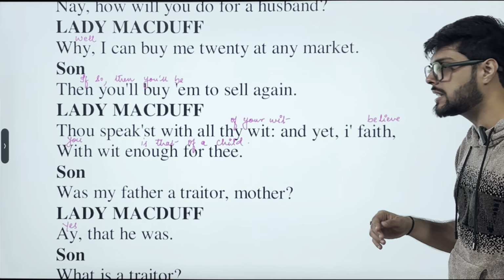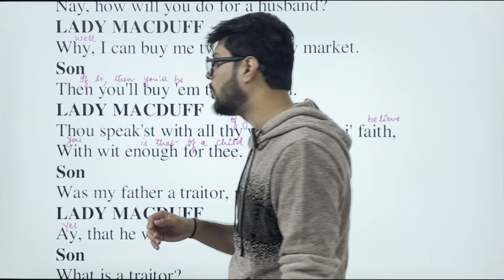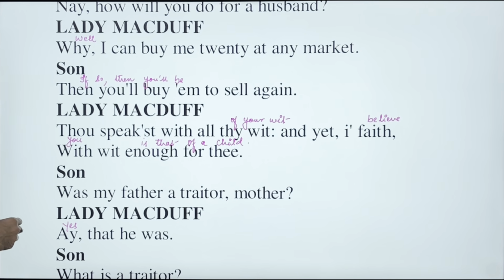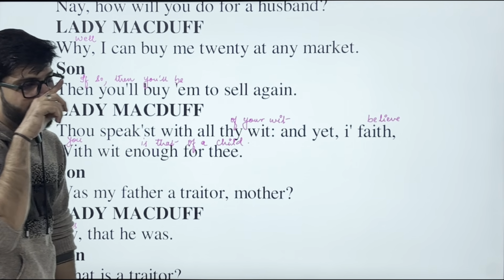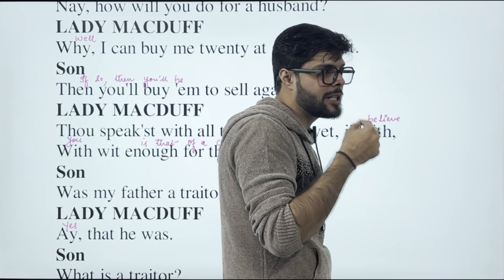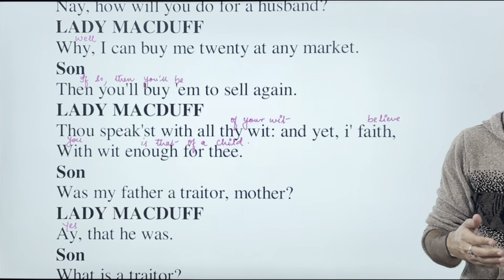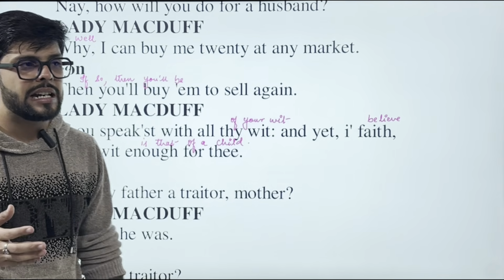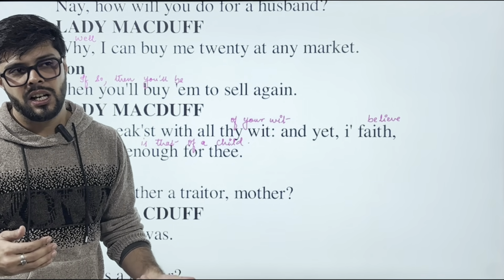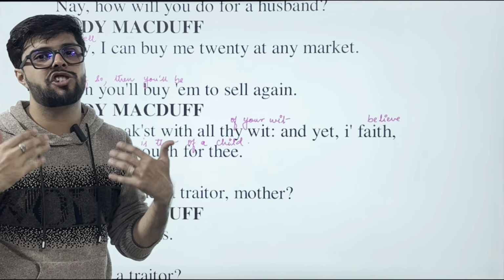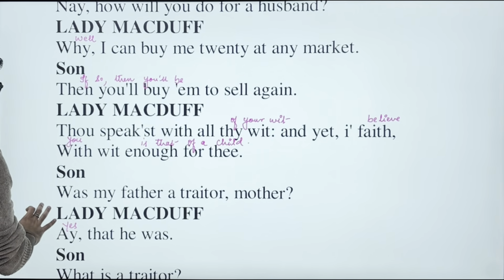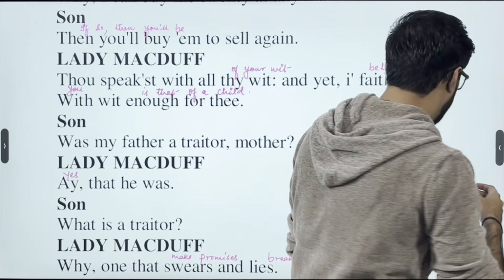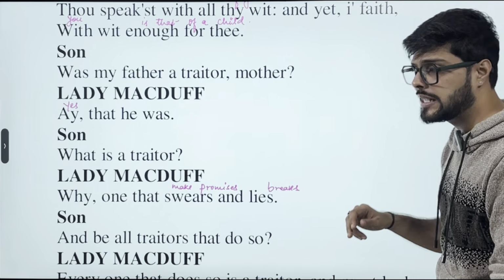Lady Macduff: Look at the way you're speaking with all your wit, with all your humor. And yet, I faith, with wit enough for thee. Whatever you're saying, you're speaking like a mature person. You sound more mature than your age, but whatever it is, you are just a child. Whatever wit is coming out, it's coming out of a child's brain. Take care. So was my father a traitor, mother? Was he a traitor? Was my father a cheat? That he was.